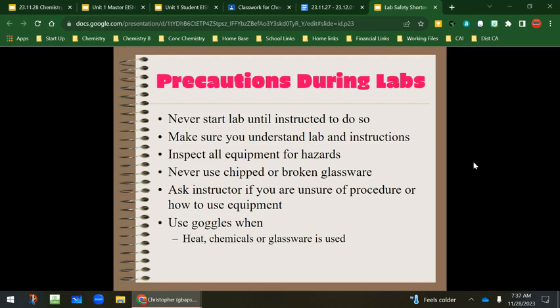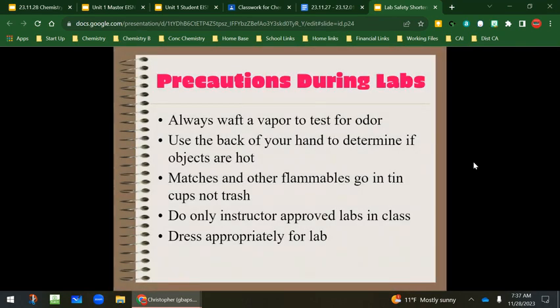Just sometimes it breaks. Now, if I take a glass beaker and I throw it at Miro and it breaks in the process, that's a little bit different, right? So again, let's be smart about things. If you're unsure how to use equipment or what to do, let me know, and use goggles when there's heat, chemicals, or glassware involved. Today, I'm not going to make you wear goggles for the lab that we're going to do today, okay? So just please be careful, okay?